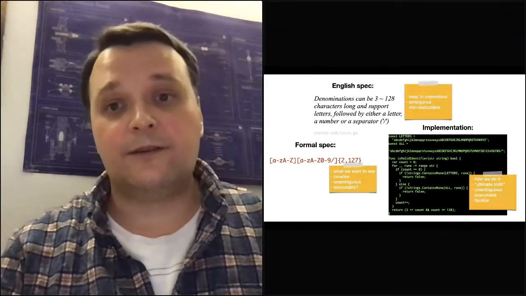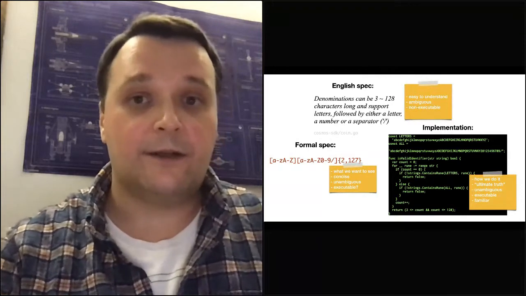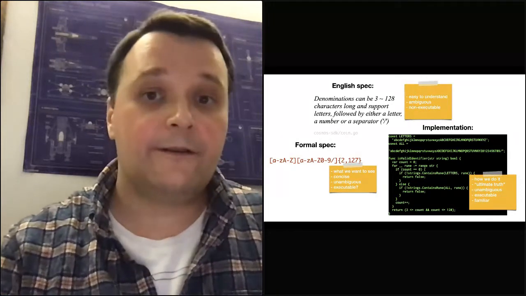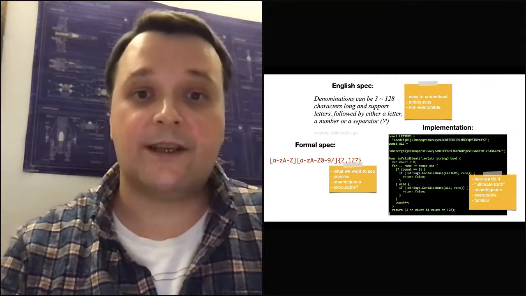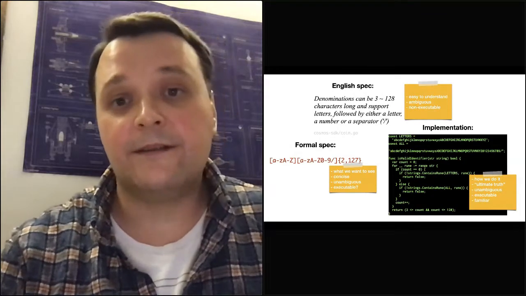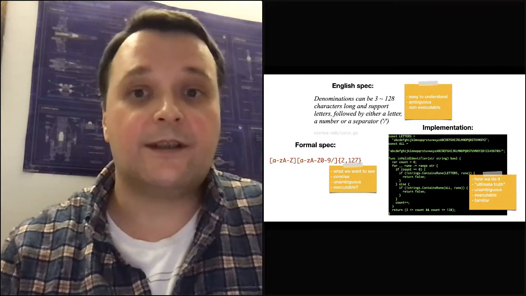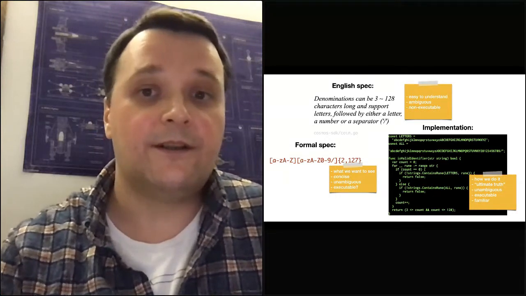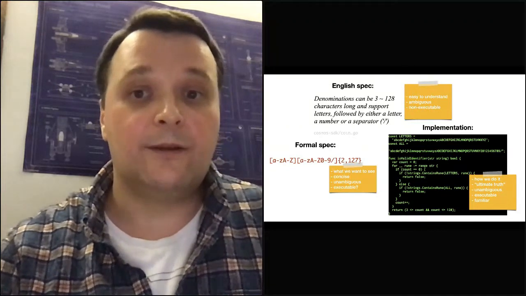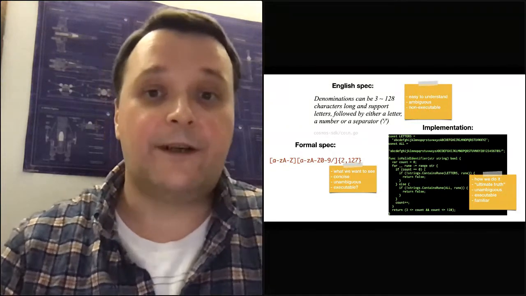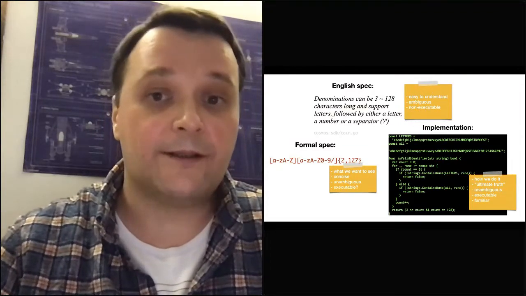So what's good about these three different things? The English specs are actually quite easy to understand. However, they're ambiguous. When the English spec is saying that denominations can support letters, I might think they also can support Russian letters or maybe Chinese symbols, and you probably think they only can contain English letters. We don't know. They're ambiguous. They're also non-executable unless somebody invents a very powerful AI in the next 10 years. But before that, we have to live with formal specs.